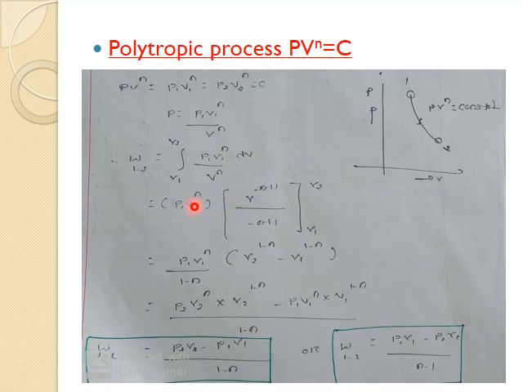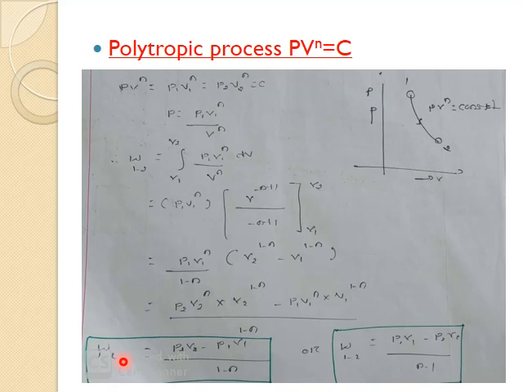As P1 V1 to the power n is constant, you can take it out of the integration sign. Then 1 by V to the power n is an integrable form here. So if you integrate this 1 by V to the power n, it takes the form like this. Apply the limits V1 and V2. If you apply the limits, it takes this form. If you simplify, it becomes like this.